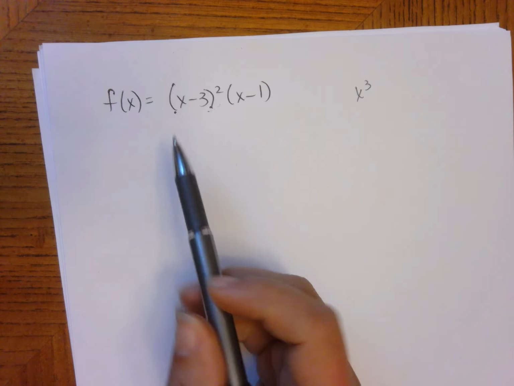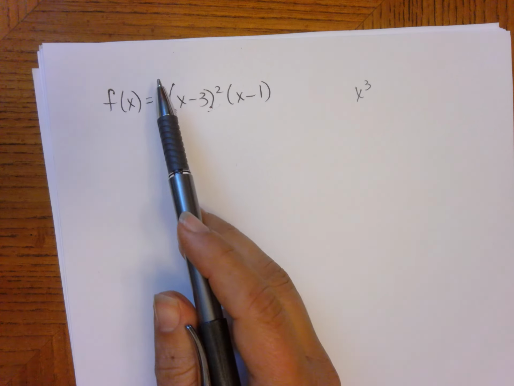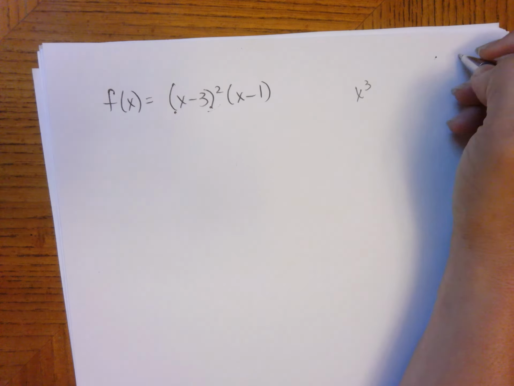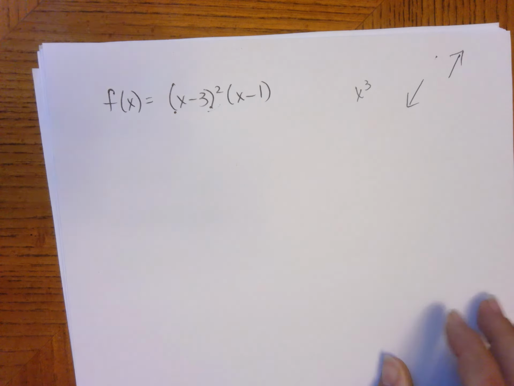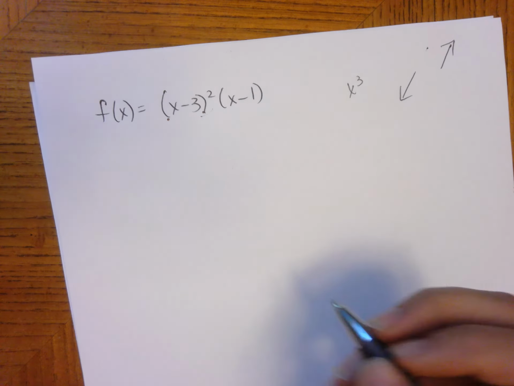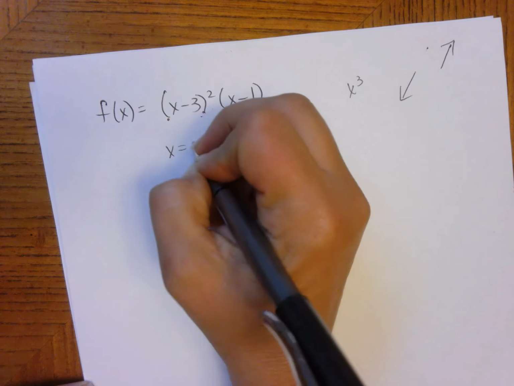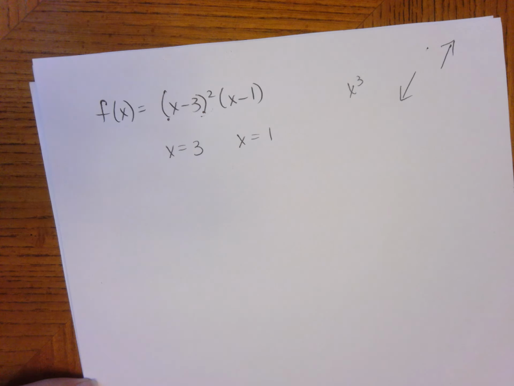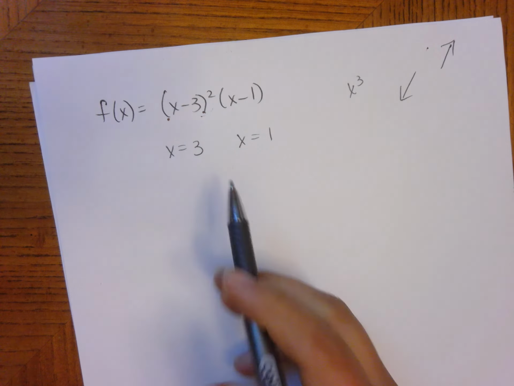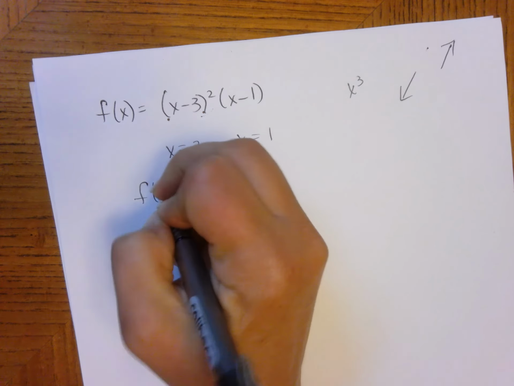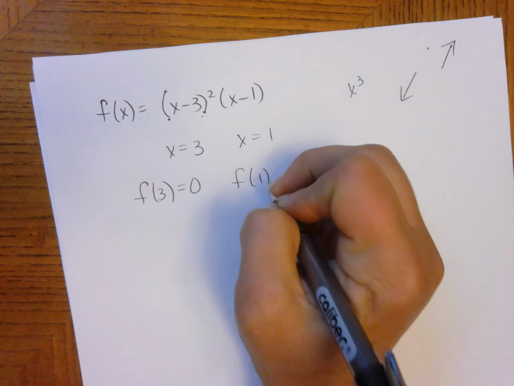There are no other numbers here, so I'm going to assume that my leading coefficient is 1. It means that my start and finish will be like this. It'll start on the left down and then end up on the right up. Then I've got it all nice and factored, so my zeros are x equals 3 and x equals 1. Those are my zeros. So I know that f of 3 is 0 and f of 1 is 0.